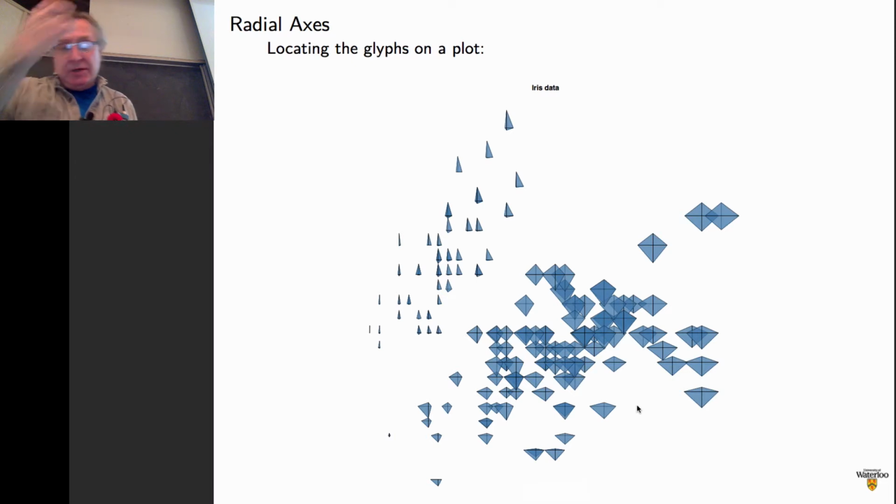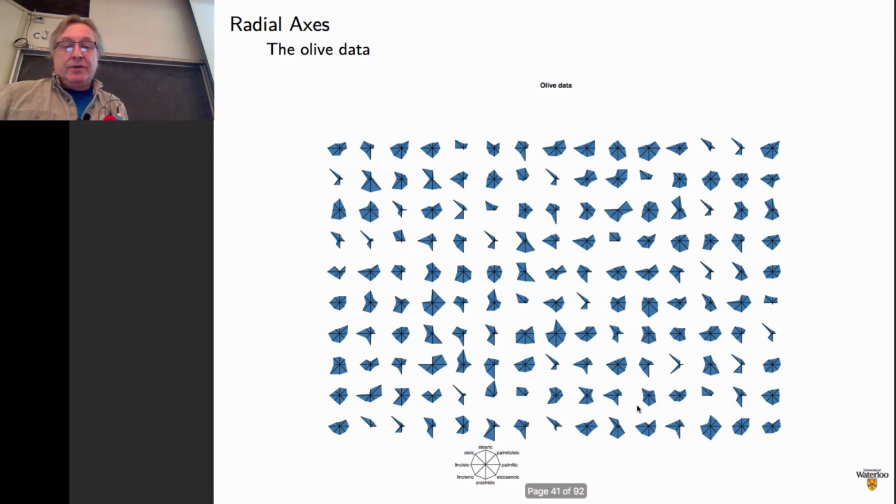So the stars are pretty interesting that way. Here's the higher dimensional data set. So this is the olive data, which you recall has 8 dimensions. And the interesting thing here now is we've got 8 axes. So the axes you see around the bottom here, these are the 8 fatty acids as they appear in the data, and the measurement on each of those will produce a shape for each of the olive oils.